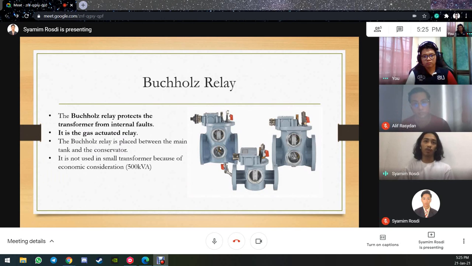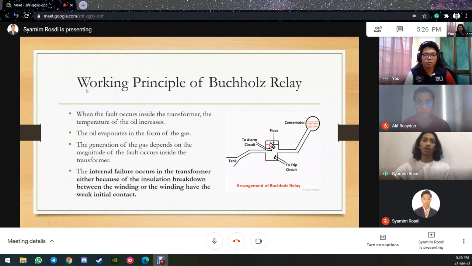The Buchholz relay protects the transformer from internal faults. It is a gas actuated relay and it is placed between the main tank and the conservator. The Buchholz relay is also not used in small transformers because of economic considerations. It is used on transformers of a scale of 500 kVA and above. Okay, so what is the working principle of the Buchholz relay?